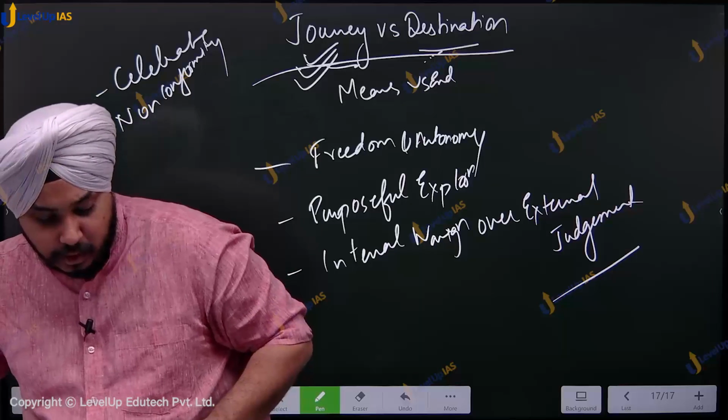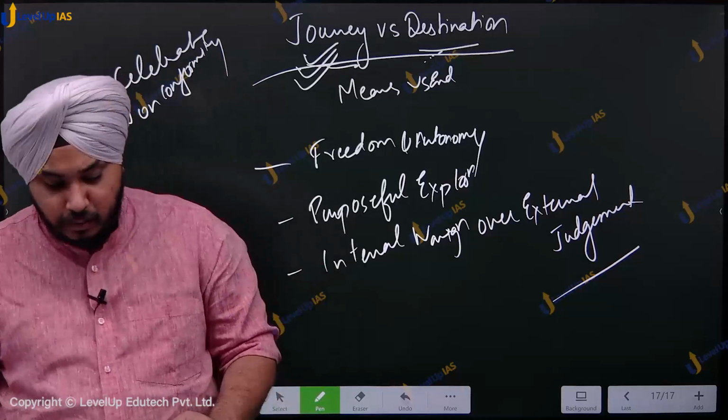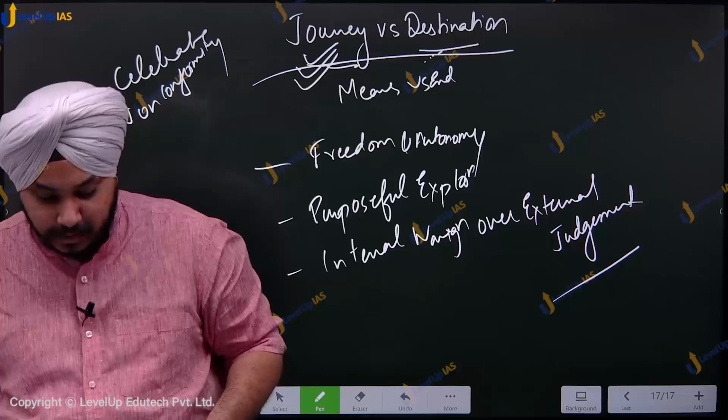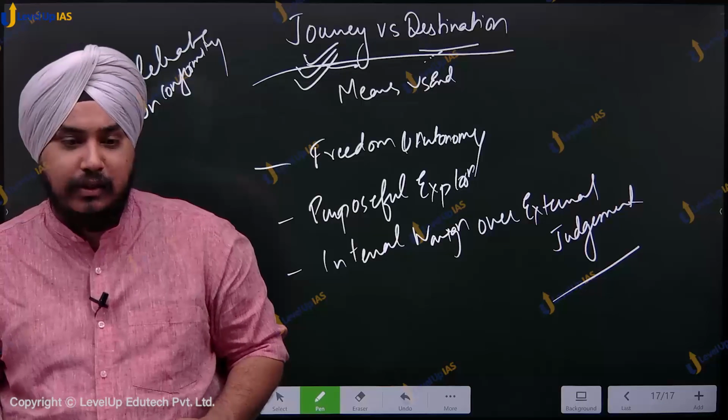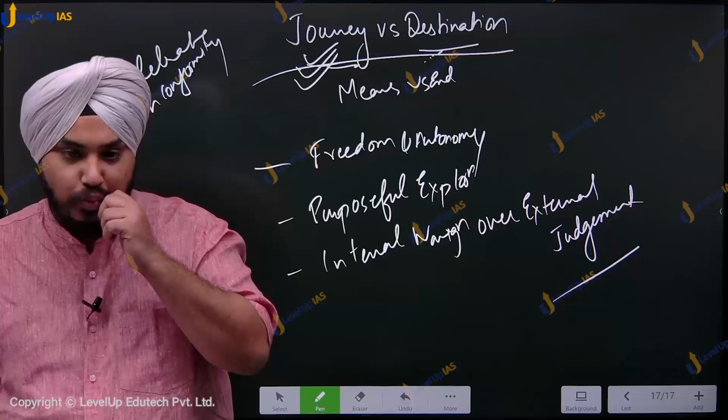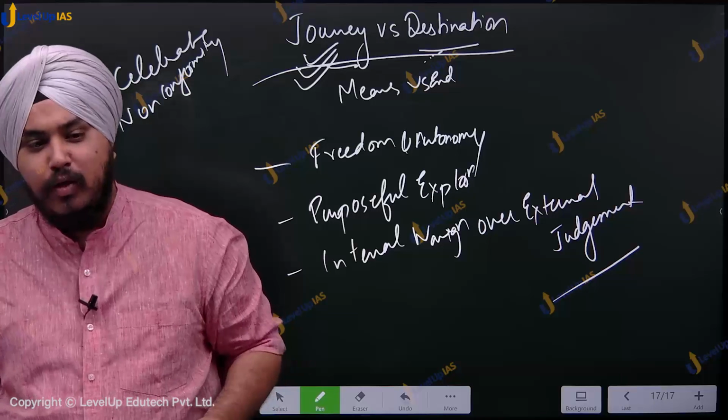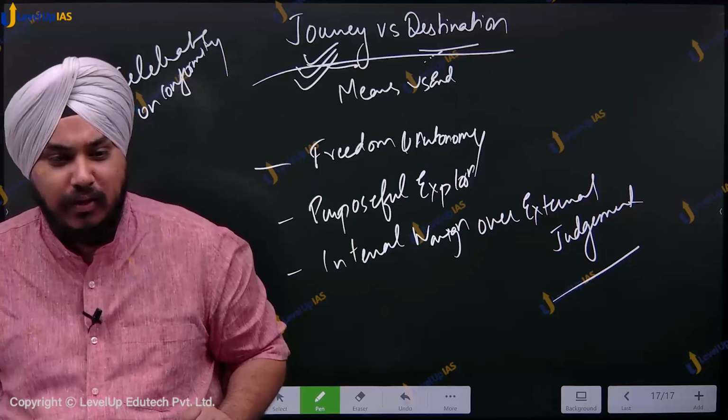Next, 2020, section A, question 2. Mindful manifesto is the catalyst of tranquil self. Okay, focusing upon the journey.